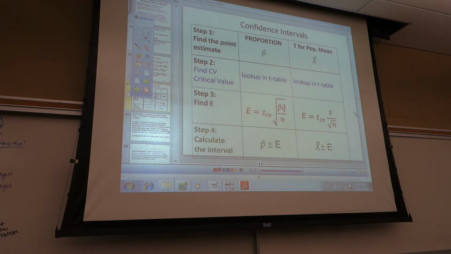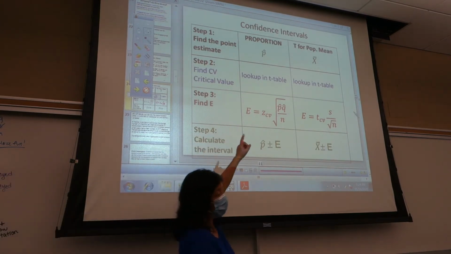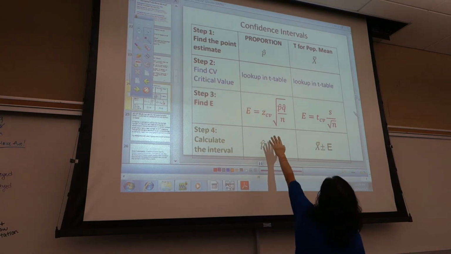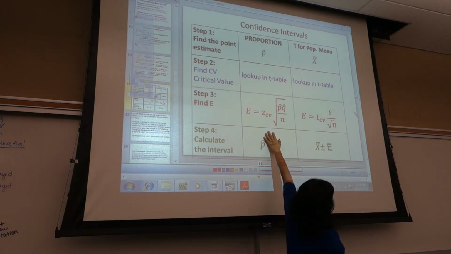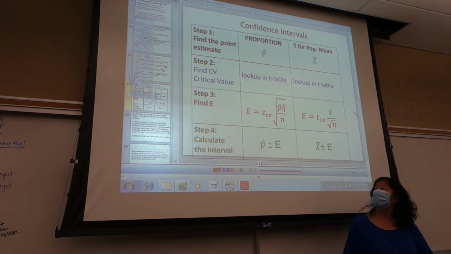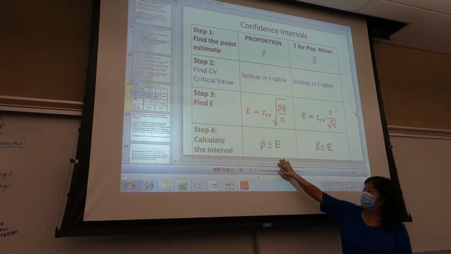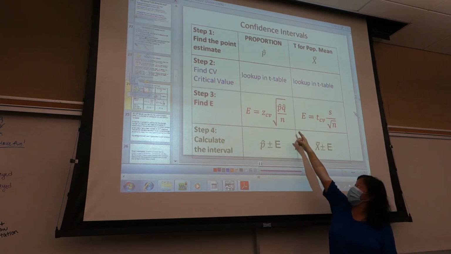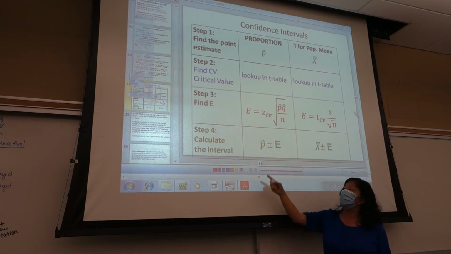Step two, find your critical value. Look it up on the t-table. For proportions, give me the bottom row of the t-table. And then you're going to find your margin of error, and then find your interval. That's not the last step. Your margin of error is not your last step. You still have to calculate the interval.